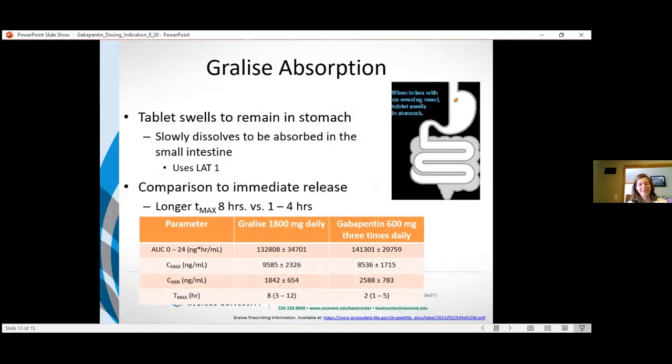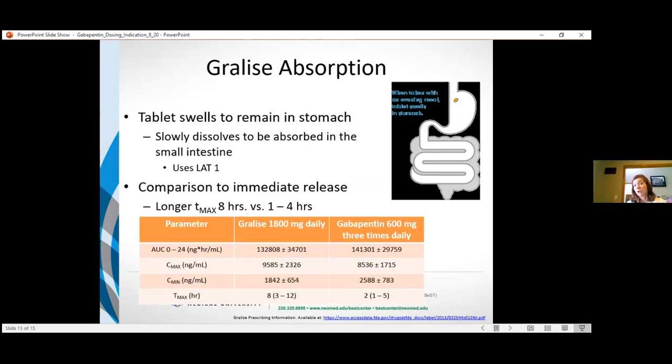So this has a cool visual on the website. I wasn't able to get that to pull over, but the tablet, once a patient takes it, actually swells in the stomach and it will delay its release time. So it keeps it in the stomach a little bit longer before it moves into the small intestine, and it slowly releases drug over time. It still uses the same transporter, the large neutral amino acid transporter that can be saturated, but because it releases so slowly over time, it doesn't look like it saturates those transporters.